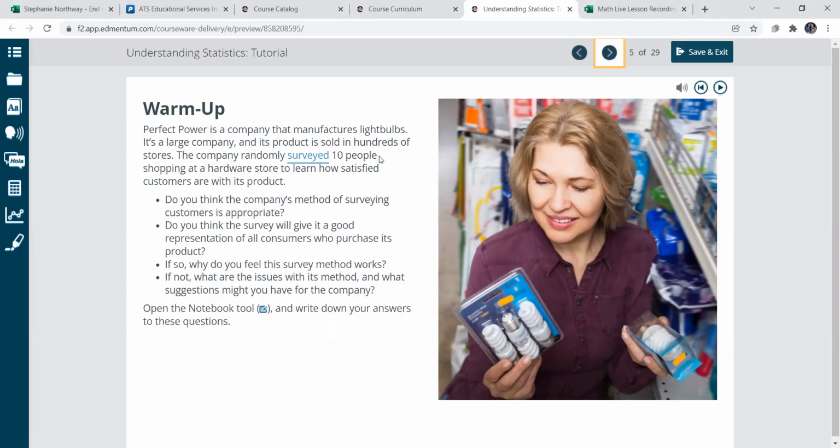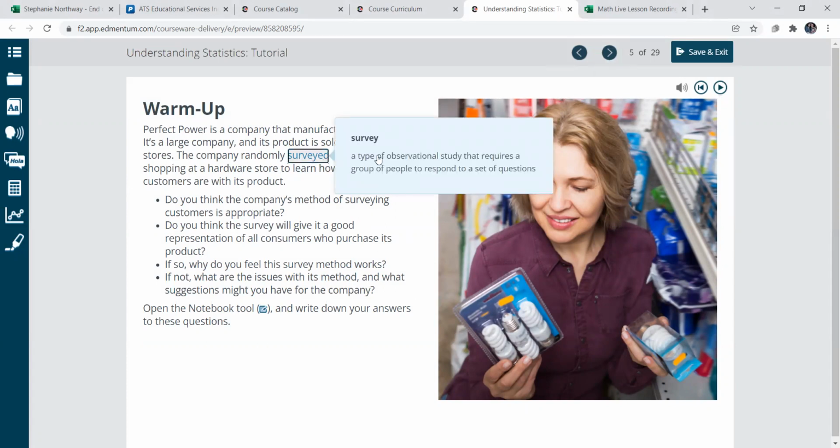So statistics is just like surveying people. Like this example, the company randomly surveyed 10 people shopping at the hardware store to learn how satisfied the customers were with the product. So they just go around asking questions, surveying. It's a type of observational study that requires a group of people to respond to a set of questions.